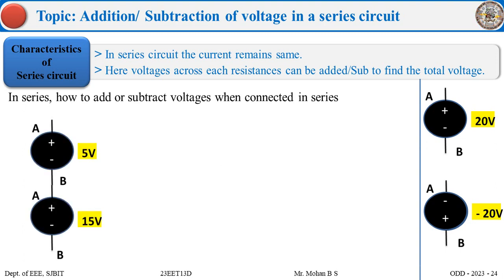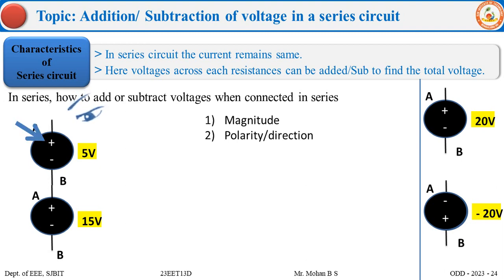In this case, I have a 5 volt and 15 volt connected in series. We have to understand what is its magnitude and the polarity or direction. If you see from top, what do I observe? I have positive followed by negative for 5 volts, positive followed by negative for 15 volts. So when I see from top, I have positive for 5 and negative for 5 volts, and again positive for 15 and negative for 15.